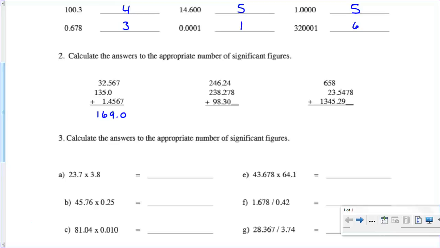All right, on this next one, again, we're looking at the number of decimal places. This one goes out to the hundredths place. This one goes out to the thousandths place. This one goes out to the hundredths place. That means our number needs to be rounded to the nearest hundredth. If you put that into your calculator and round to the nearest hundredth, you should get 582.82.